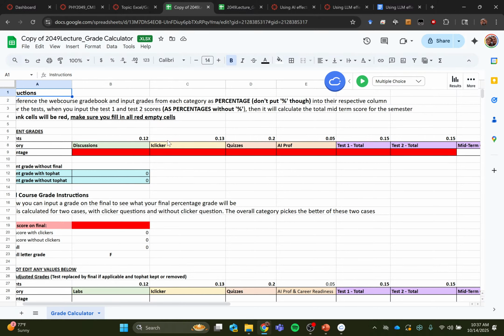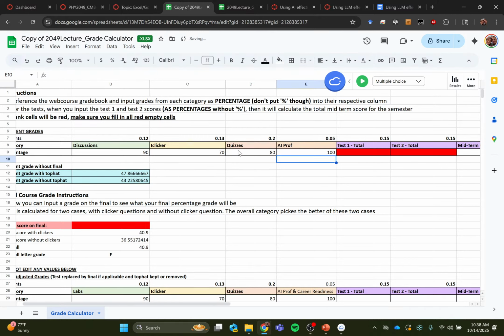So for example, discussions is the one hybrid score. This includes your attendance and your completion on the assignments. I might update that to make it a little easier, but for now it includes both. So let's pretend you got a 90% on the discussion. So you type 90% here. Notice the red goes away. Say in iClickers you got, let's go 70%, just to make it lower. Quizzes, you got an 80%. The AI proficiency assignments, which I'm going to talk about right after this, let's say you did all of those, easy 100. Let's say the first test didn't go so well, you got a 50. Second test, you got a 70.